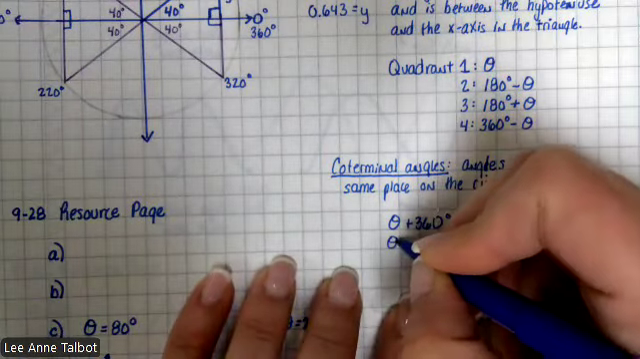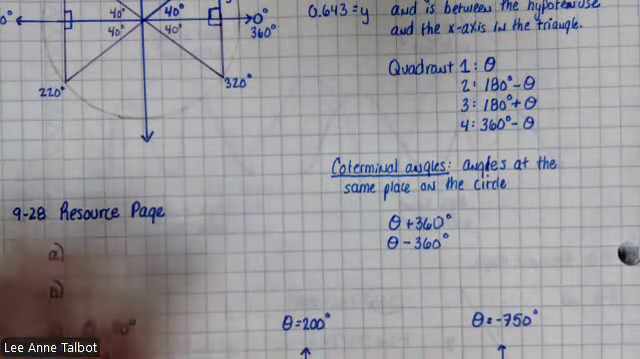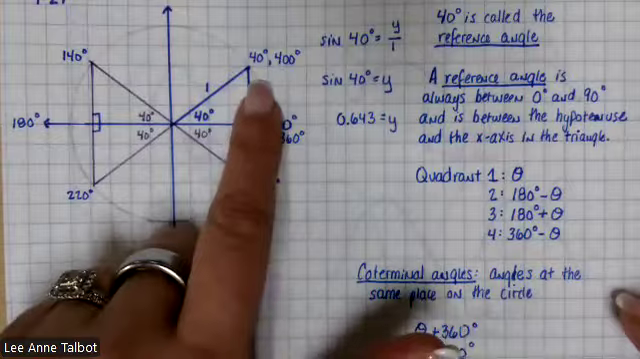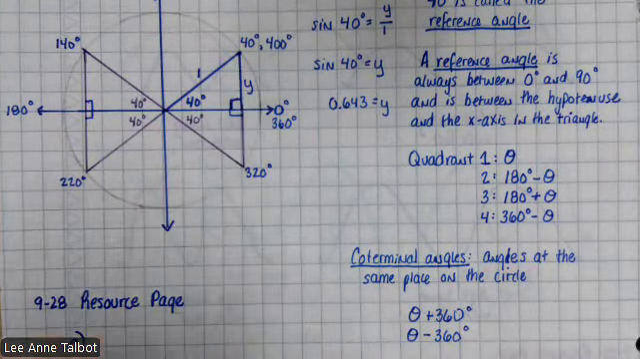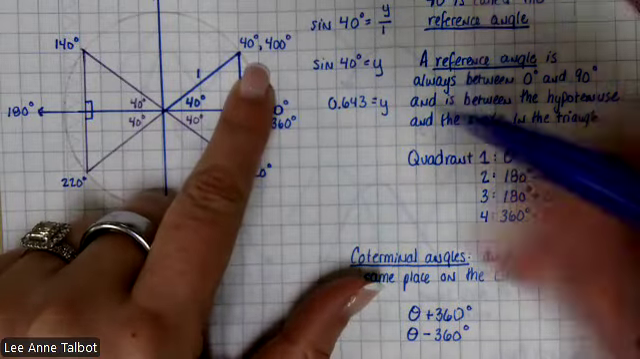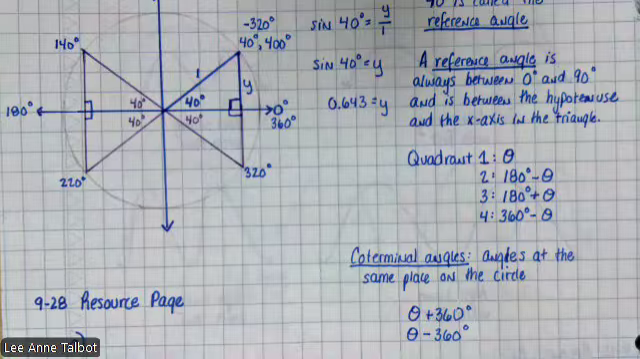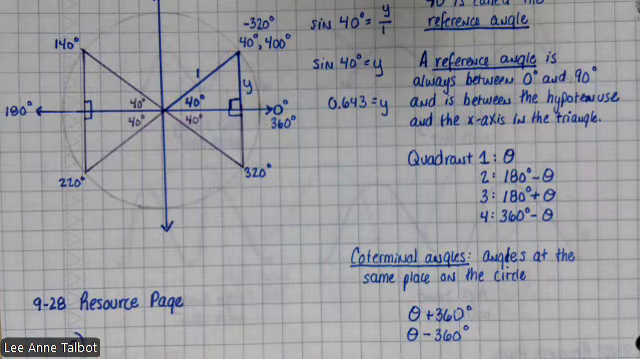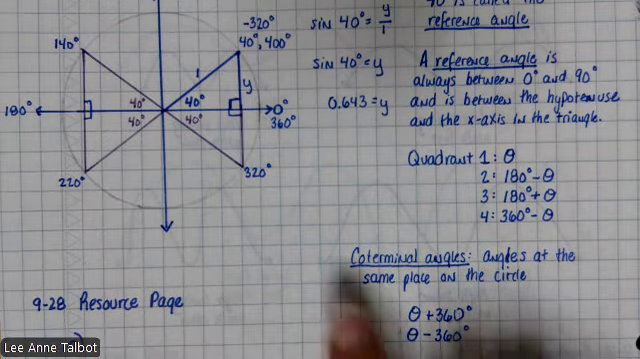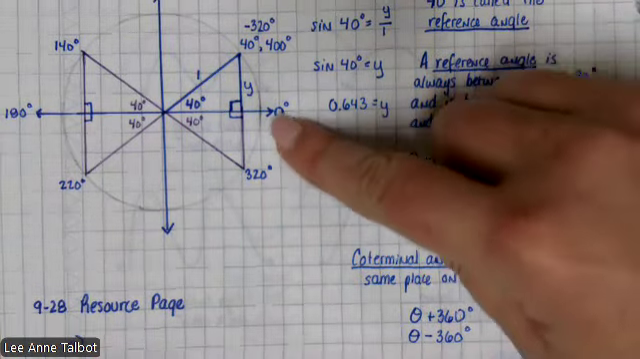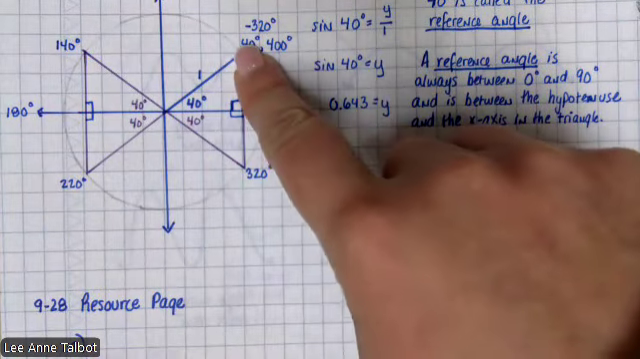Or if you want to go backwards, you could minus 360. What's a negative coterminal angle for this spot? This is a really, really hard question. Negative 320. There are infinite answers for that spot. Do you want to see why I got negative 320? So you start here, negative 90, negative 180, negative 270, negative 320.